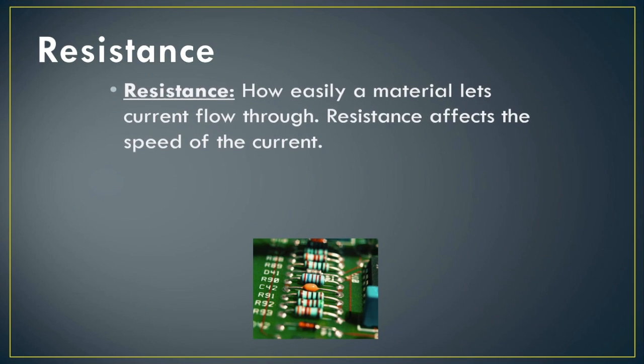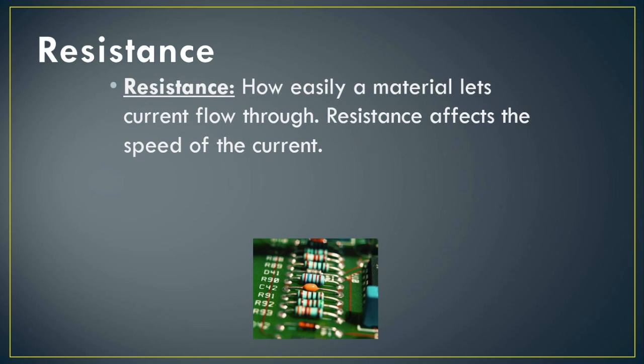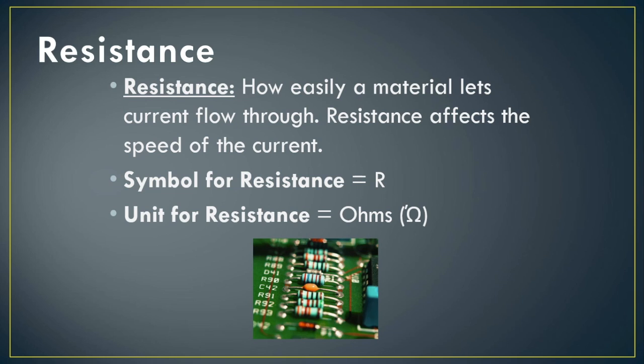Resistance. So resistance is how easily a material lets current flow through it. Resistance affects the speed of the current. So think about just resistance in real life. If you are resisting doing something, then you are not allowing something to happen. So the more resistance an object has, the less likely it is that current can flow through it. The symbol for resistance is the capital letter R. The units for resistance are ohms, and ohms are abbreviated with the omega symbol.